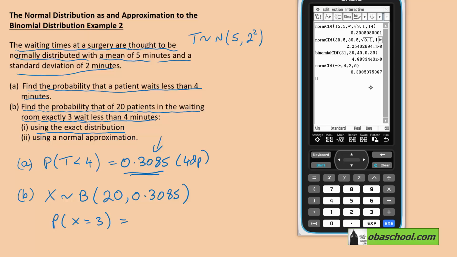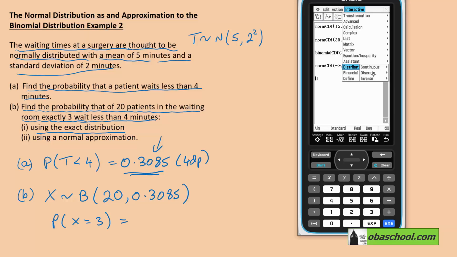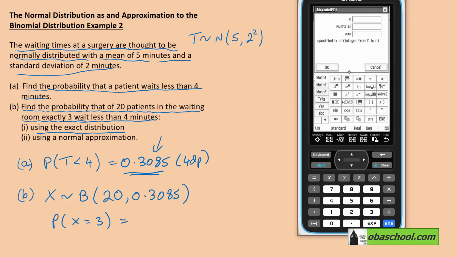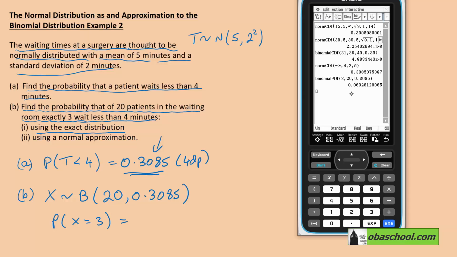is going to be, so I'm going to go and find my binomial PDF app. We want x to be exactly 3, given 20 trials and a probability of success of 0.3085, and that is 0.063, correct to 3 decimal places.